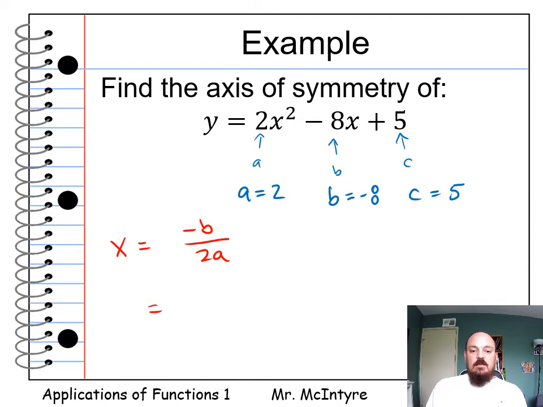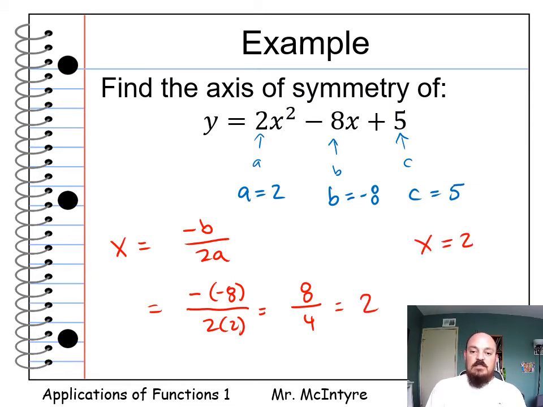So what I get is negative 8, all over 2 times 2. Now a negative times a negative is a positive. So basically I get positive 8, and remember we said that with vertex form. Basically when I say negative b, what I really mean is to change the sign, and that's why it becomes a positive 8. Now on the denominator, 2 times 2 is 4, and 8 divided by 4 is 2. So the axis of symmetry is x equals 2.